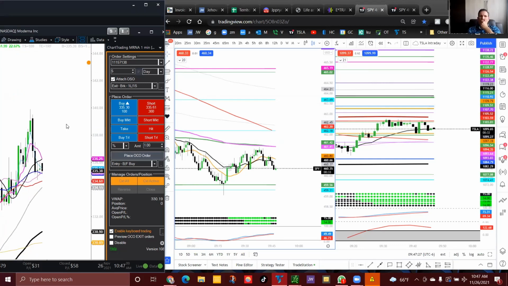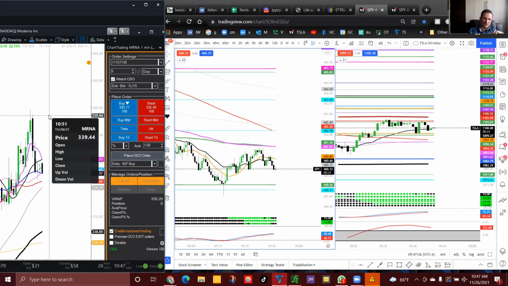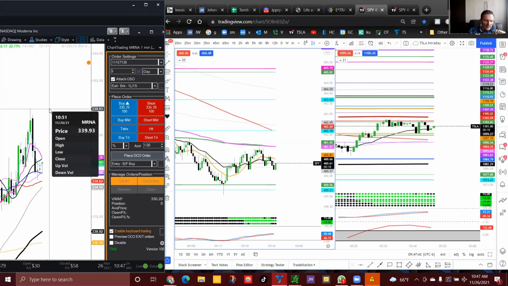So with that said, I did get all my orders filled on the mRNA liquidity. So in this instance, it pushed up to 339.94.